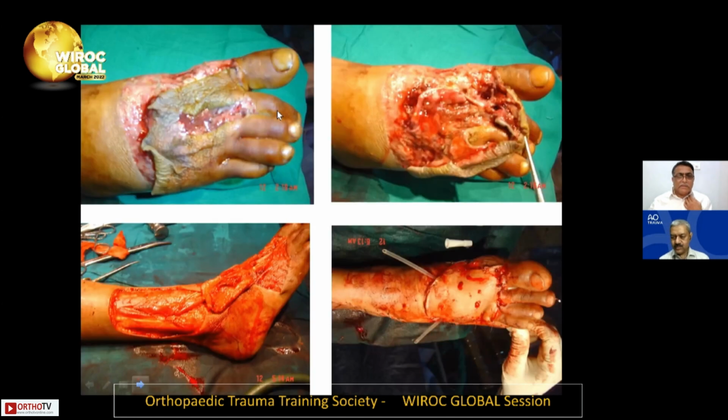One of the examples is here, a patient having a crush injury of the foot with devascularization over the dorsum of the foot. Can you see?